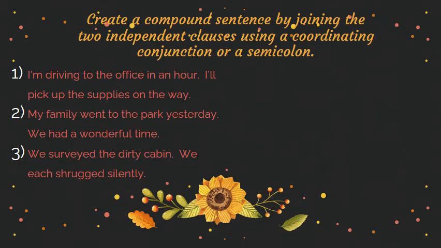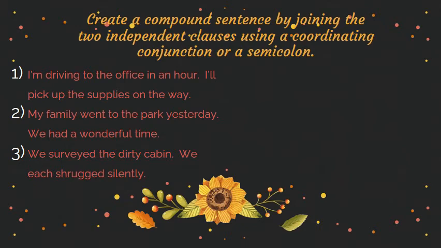1. I'm driving to the office in an hour. I'll pick up the supplies on the way. So the first sentence, I'm driving to the office in an hour, I write it as it is, but I cross out the period. Then after it, either I add a semicolon or I add a conjunction with a comma. What conjunction could go here?